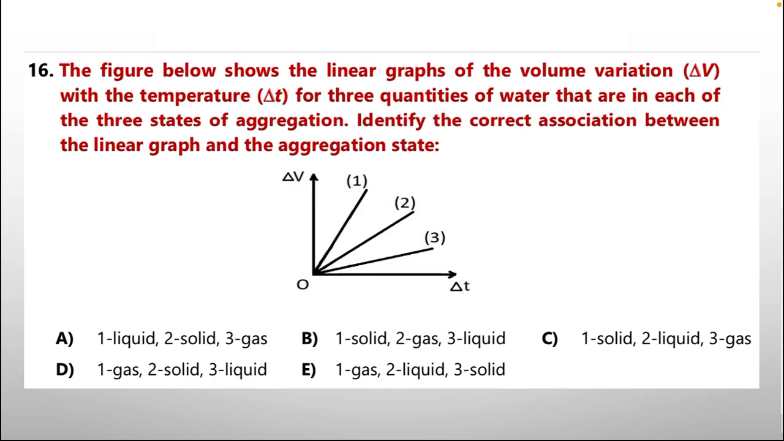Next, question number 16. The figure below shows the linear graphs of the volume variations with the temperature for 3 quantities of water that are in each of the 3 states of aggregation. Identify the correct association between the linear graph and the aggregation state. So water is in gas, liquid and solid state. We have to check the relation between volume and temperature. Options are given below. A, liquid, solid, gas. B, solid, gas, liquid. C, solid, liquid, gas. D, gas, solid, liquid. E, gas, liquid, solid.